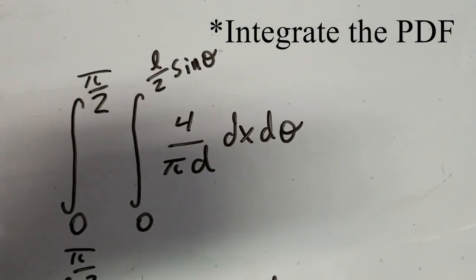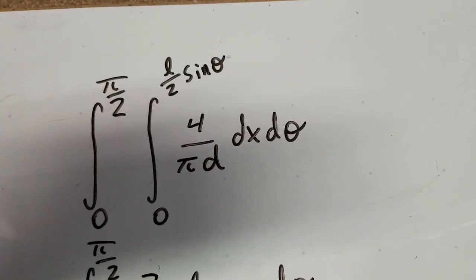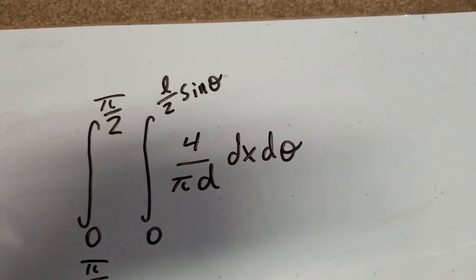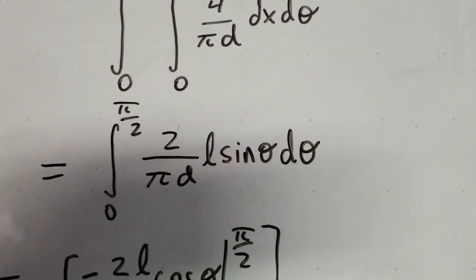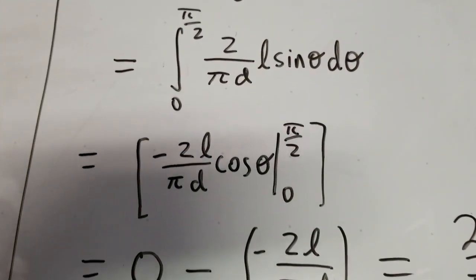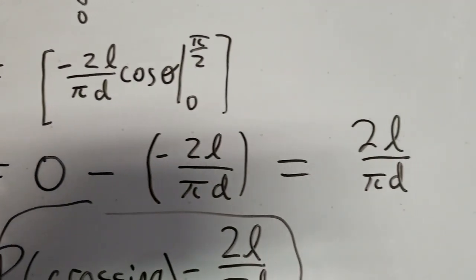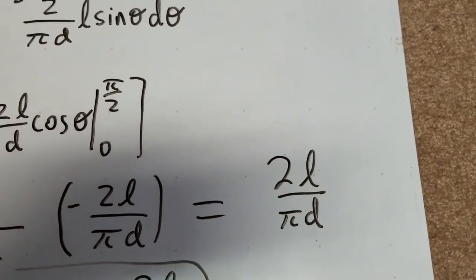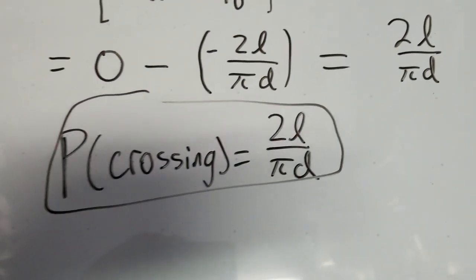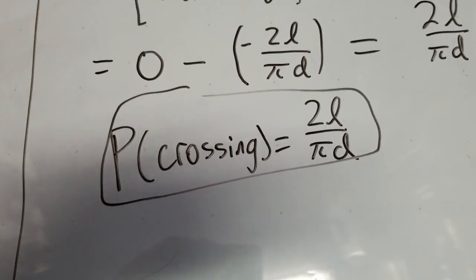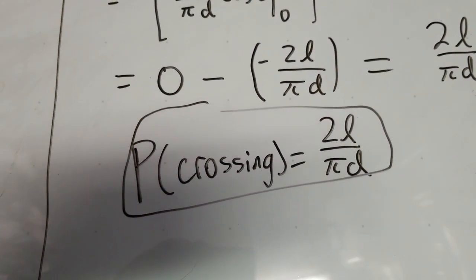So x goes from 0 to L over 2 sine theta, and theta goes from 0 to pi over 2. And then going through the solution here, we get 2L over pi times d. So the probability of a crossing is 2 times L over pi times d.